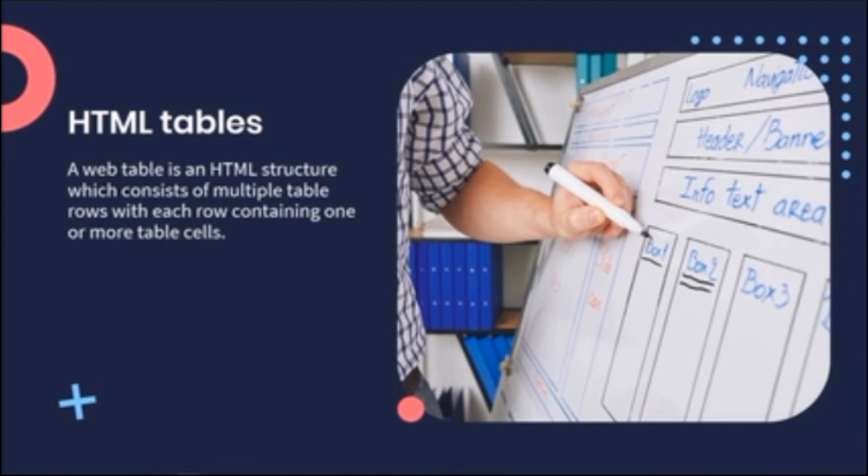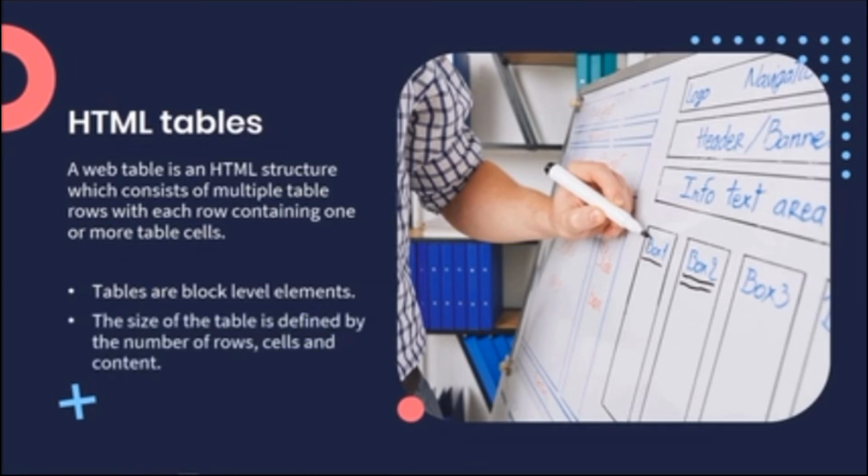Now when creating HTML tables, it's important to note that a table is a block level element. You get block level elements as well as inline elements. We still have to distinguish between the two, but we will do that once we get to CSS. And then lastly, the size of the table is defined by the number of rows and cells as well as the content inside of the table hosting that content.